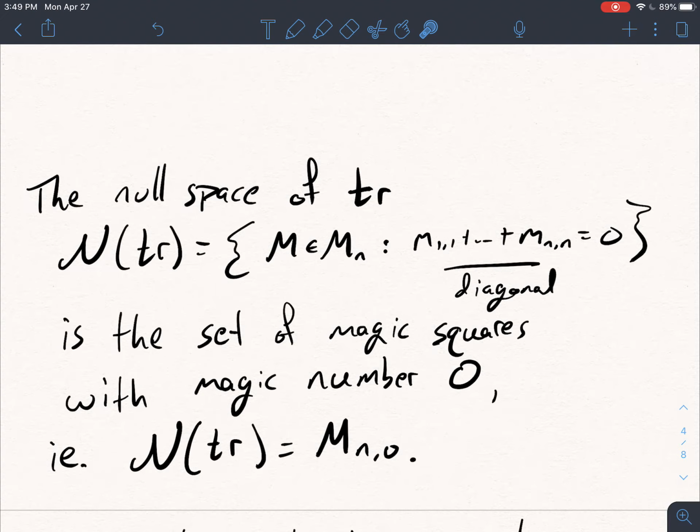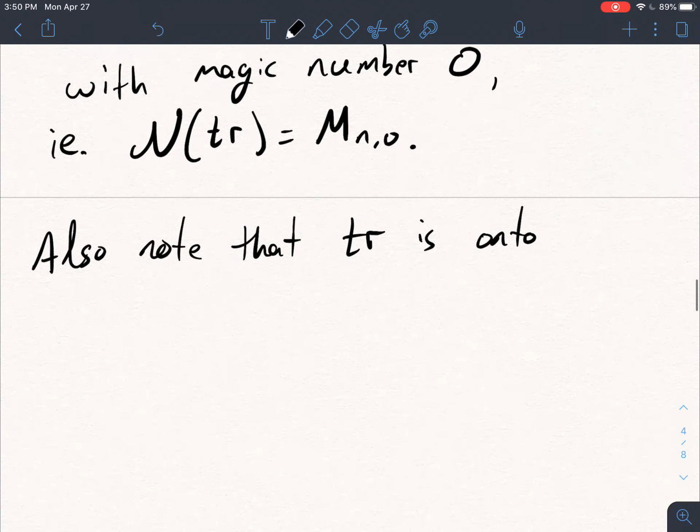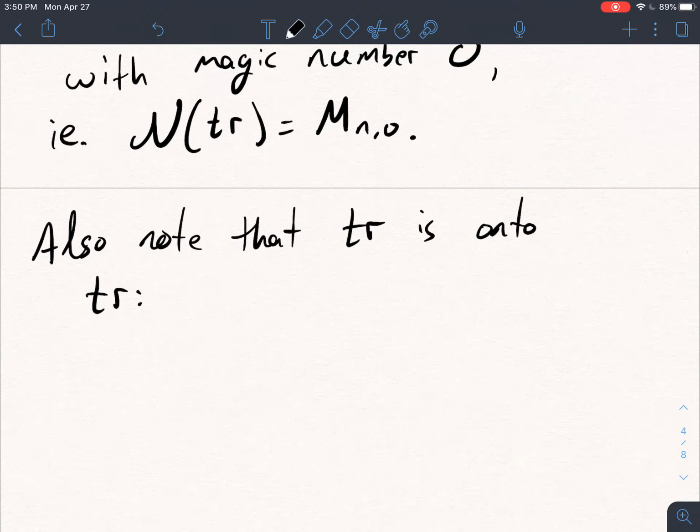Great. So the null space of the trace map is the following. The null space, just by definition, is the set of matrices in M_n such that the sum of its diagonal entries is equal to 0. But the sum of the diagonal is just one of the sums that you're looking at when you're doing magic squares. The sum of the diagonal entries is equal to the magic number for a magic square. And so the null space is quite literally the set of magic squares whose magic number is 0. In other words, the null space is equal to M_n0, because that's just the definition of M_n0, the set of magic squares with magic number 0.